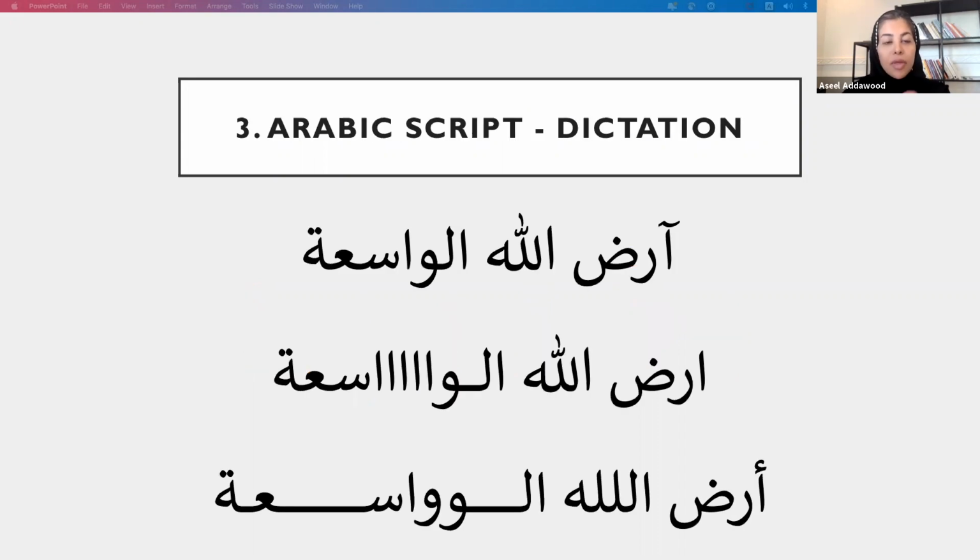And that comes with the Arabic script. When I write Arabic, there are different ways of writing. We have even different ways of writing Arabic. As we can see here, all of these three sentences are saying the same word, but the problem is I'm writing it in different ways.